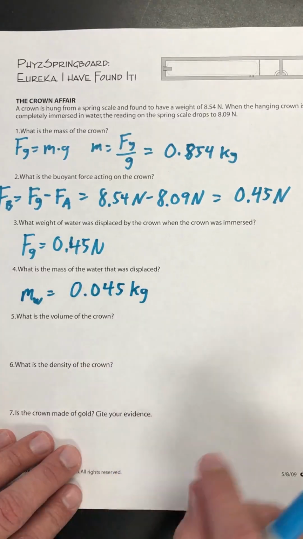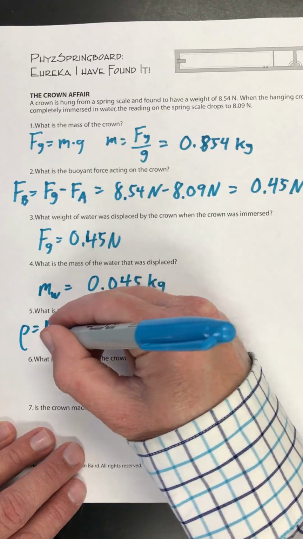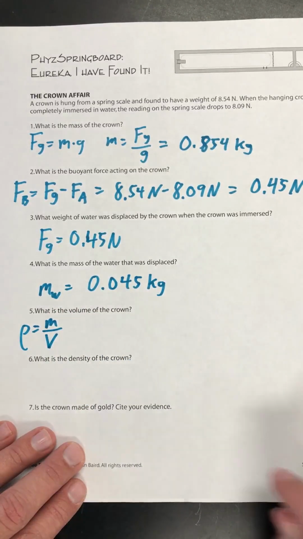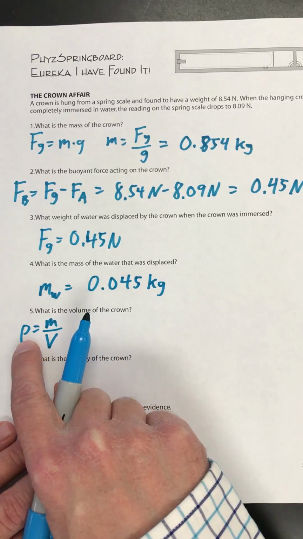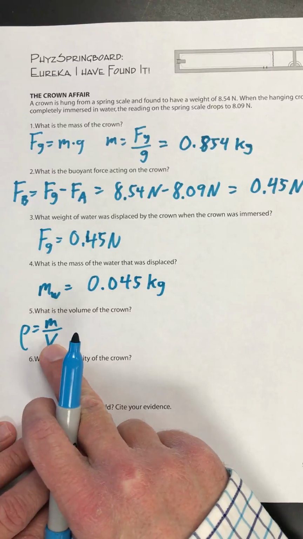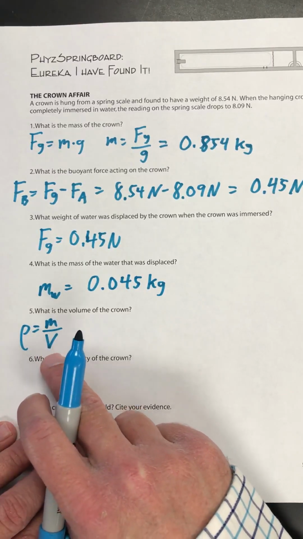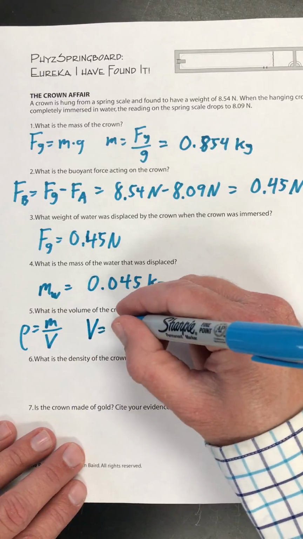What is the volume of the crown? This is the first place a lot of people get stuck, and we need our density equation to solve for this. Density is mass over volume. We know the mass of the water, and we know the density of water as well. So we can figure out the volume of the water pushed out of the way, but that's equal to the volume of the crown. Technically, let's solve for this volume of water.